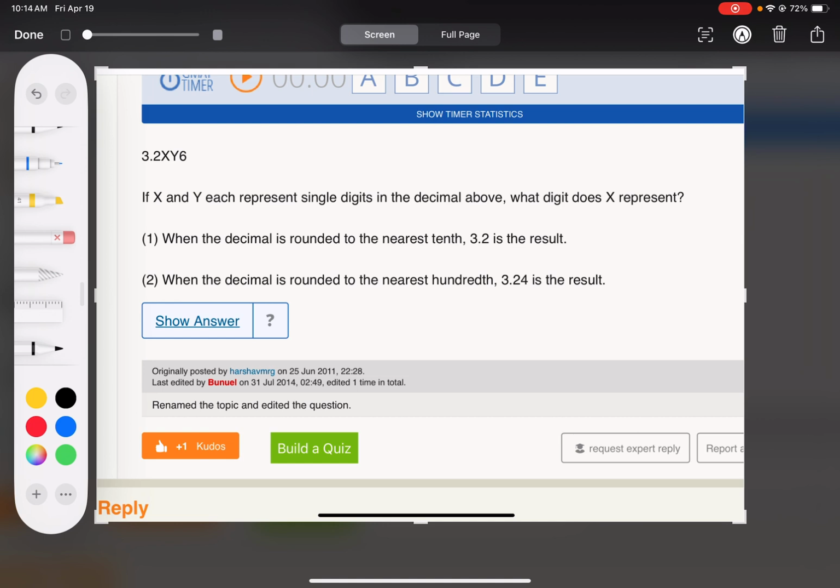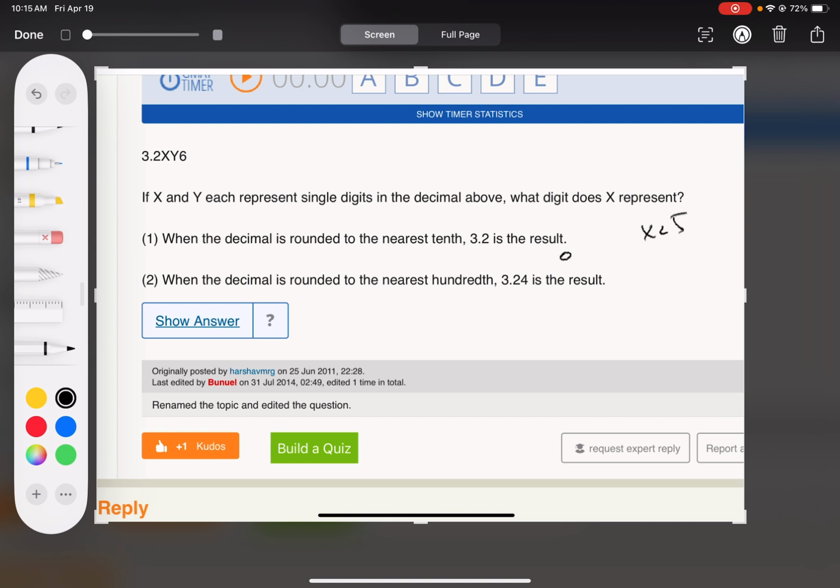Okay, with number one, when the decimal is rounded to the nearest tenth, 3.2 is the result. So if we remember our rounding rules, that means that it's like 3.21, 3.23, 3.24. It couldn't be like 3.29 because then that rounds up to 3.3. So 3.2 is the result, so that means x is less than 5.